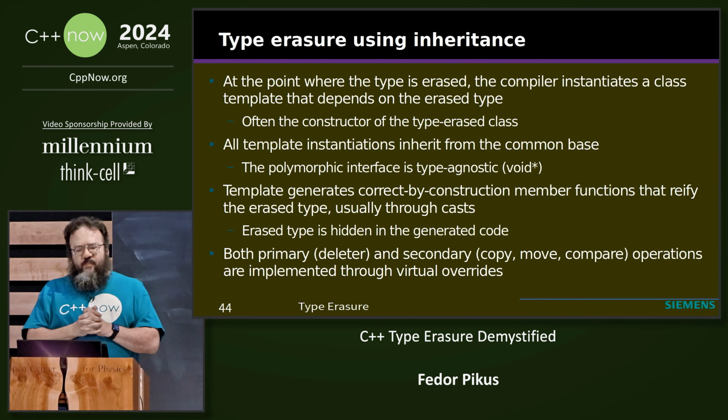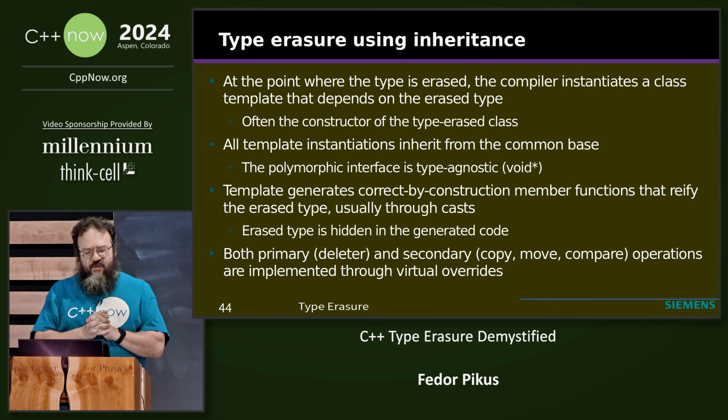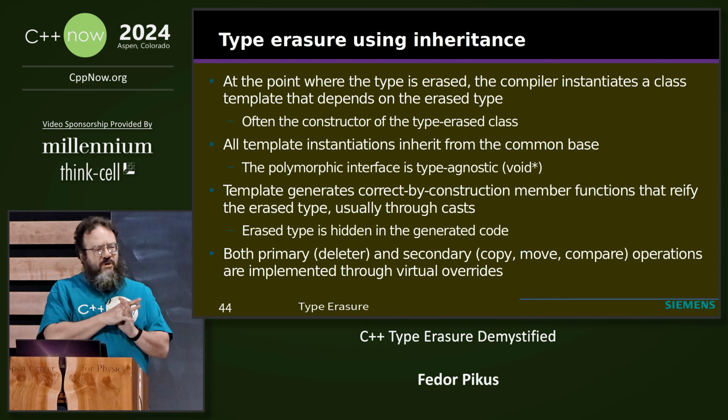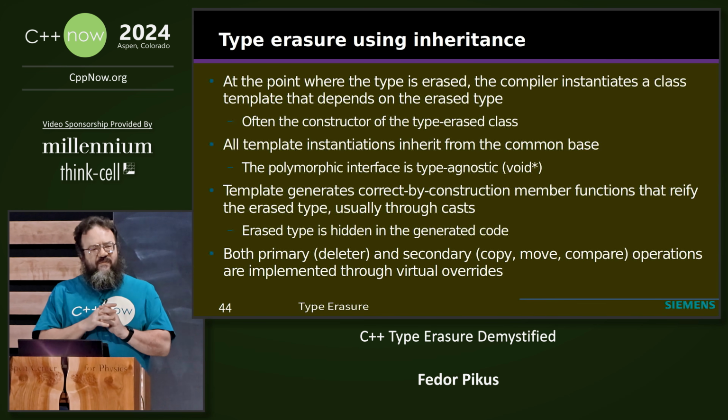So, type erasure using inheritance. At the point where the type is erased, the compiler instantiates a class that knows what the erased type is. The interfaces of this class don't know what the erased type is because there is a common type-agnostic base. The mechanism through which you access the reification code is the virtual function calls. So basically the erased type is encoded essentially in the vtable, in the vpointer.